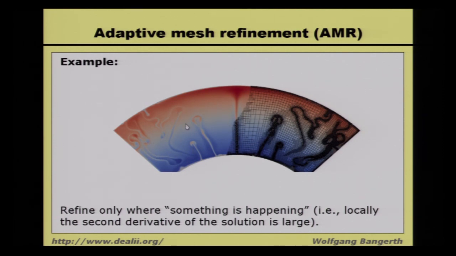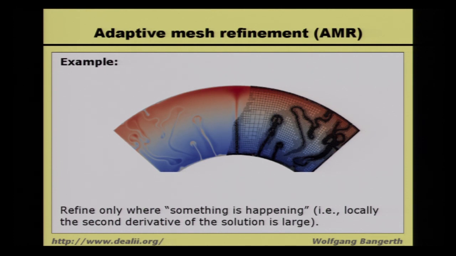And you can easily imagine, of course, that in order to resolve these sort of plumes here, it's really only important to have the mesh fine where something is happening here. What we call this where something is happening, that means where the derivatives of the solution are large. Whereas if nothing is happening, like in this area here, we might as well choose a coarse mesh because we do not need all of these degrees of freedom to resolve the solution there.